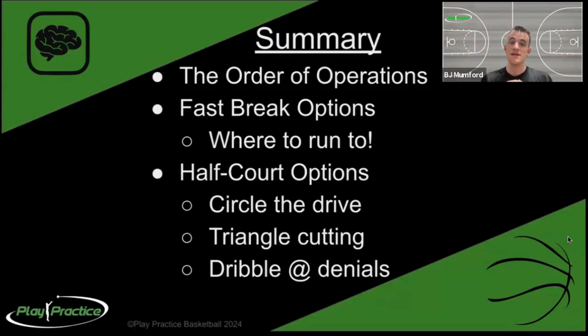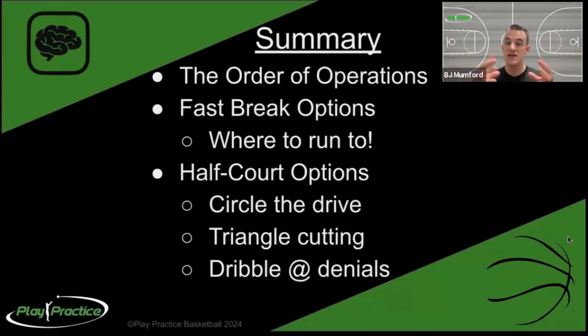Half court options: circles, triangles, and dribble at. Circling drive means right hand drive, everybody moves right, creating space. Left hand drive, everybody moves left. There are a few exceptions to that rule we're going to get into on the court. You saw examples of that on video part 1. Triangle cutting we just covered: go to the basket, go to space, go back to the ball. Those are the three possibilities.